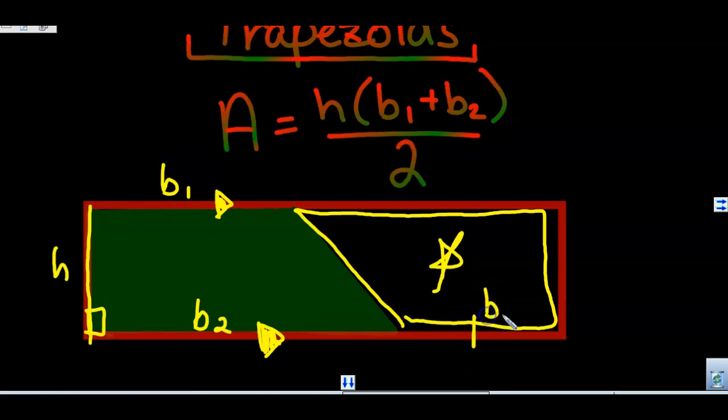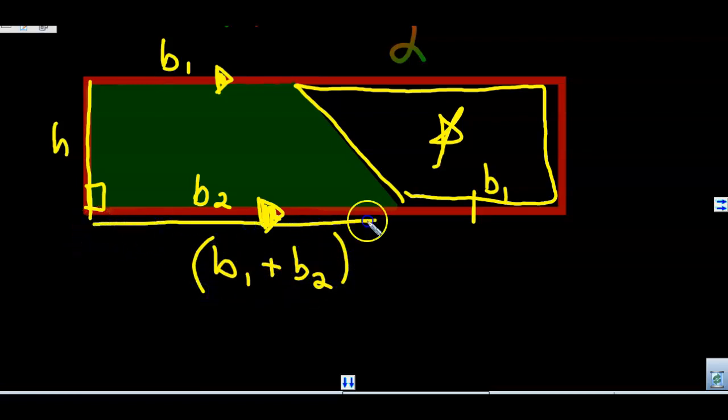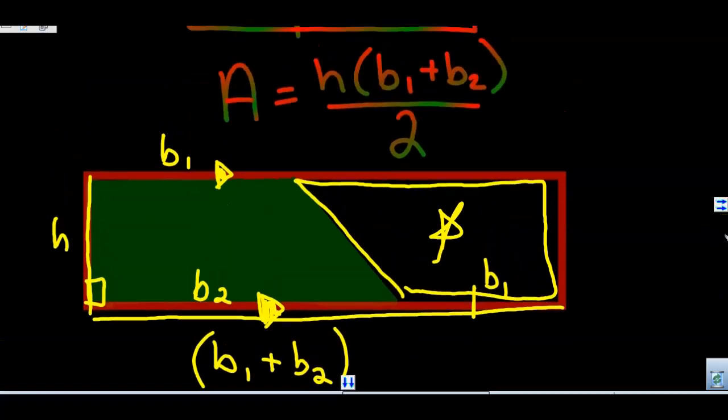So this is actually B1. So to find the entire base of this rectangle, we would take B2 plus B1, or you can just put them in order, B1 plus B2. This is the entire base of the rectangle formed from 2 trapezoids, congruent trapezoids, placed together. Okay? We know that the area of the base times the height will give us the area of the whole rectangle. We only want half of that, so that's where the dividing by 2 comes in. Okay? So we're going to take the top plus the bottom, or the 2 parallel sides, add them together, times it by the height, and divide by 2. That's how we find the area of a trapezoid.